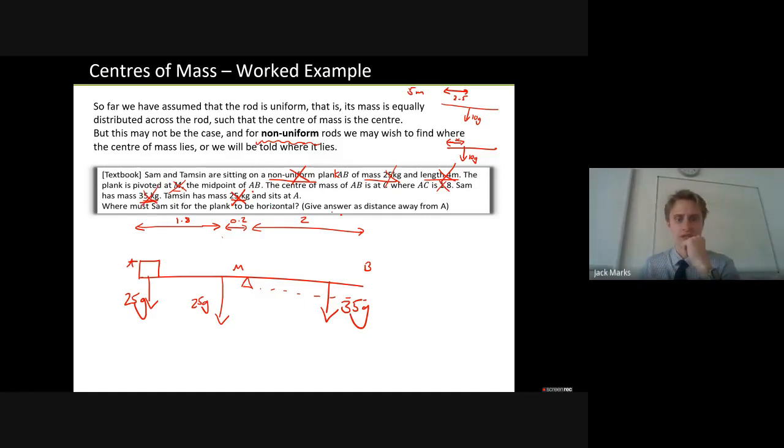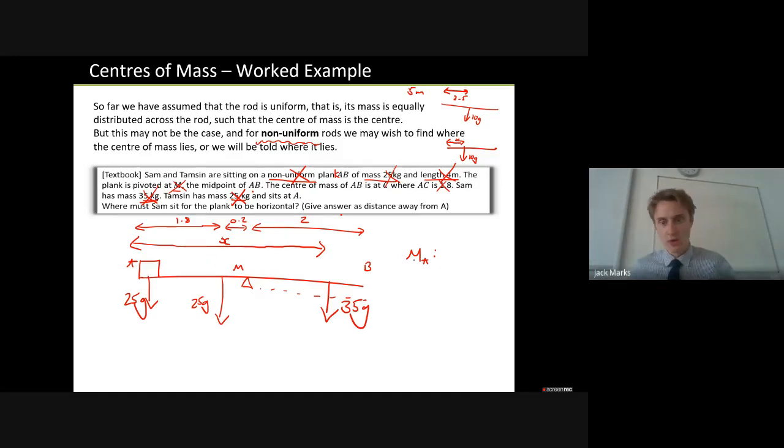Where must she sit? Well, it's helpful, if it's a distance from A, to draw that in and call the mystery distance x. And now the question is the same as before. Where can we do moments? Now, I know you want to do moments from the pivots if you followed before, but the quickest way is to do moments from A. Because when you find out x using moments from A, you answer the question straight away. So that's what we're going to do.